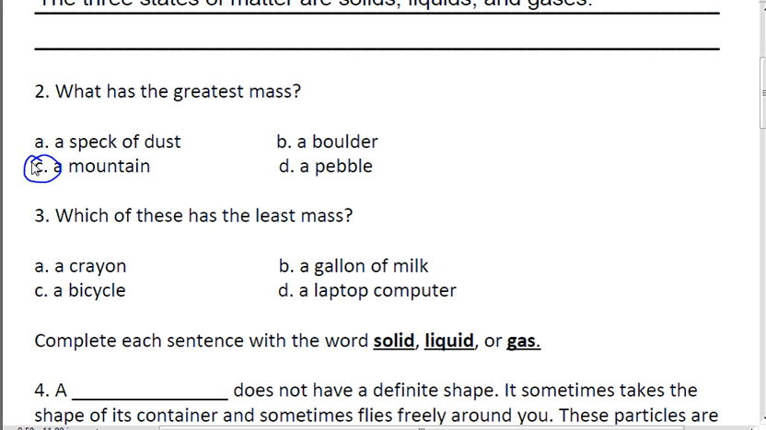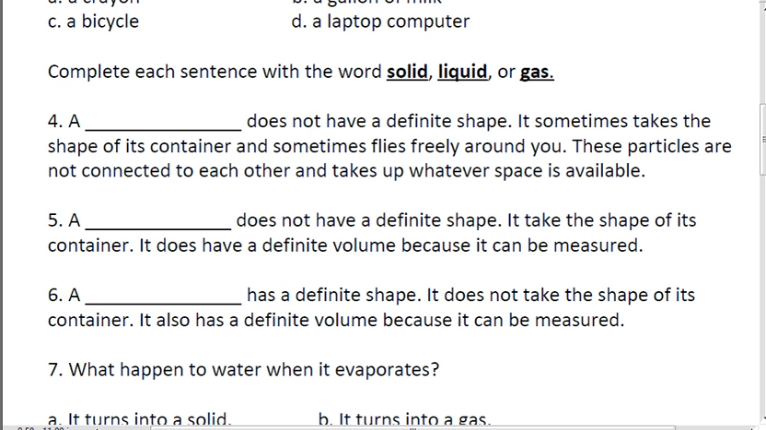Okay. Which of these has the least mass? Now I'm looking at something smaller. A crayon, a bicycle, a gallon of milk, or a laptop. A crayon. Definitely.